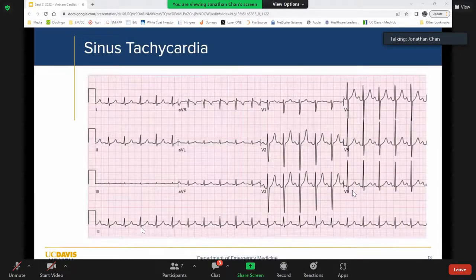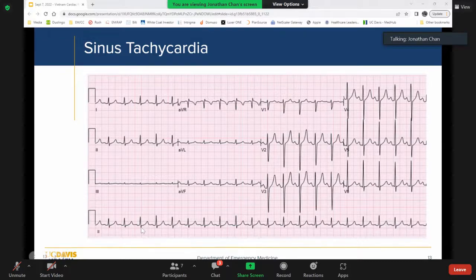So why don't we look at this EKG first. This is an example of a sinus tachycardia EKG. If we count the complexes, 1, 2, 3, up to 20, we count 20 QRS complexes down here on the rhythm strip. And like we said, this rhythm strip is 10 seconds long, so we can multiply it by 6 to get the total number of beats per minute, which would be 120.